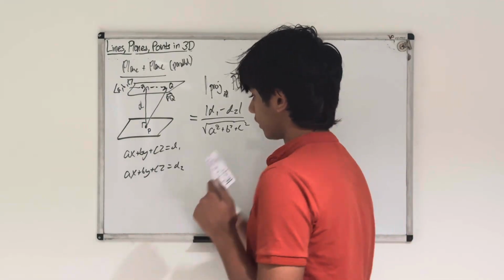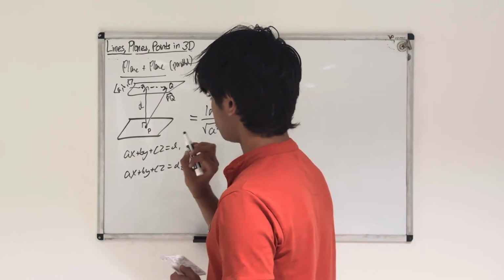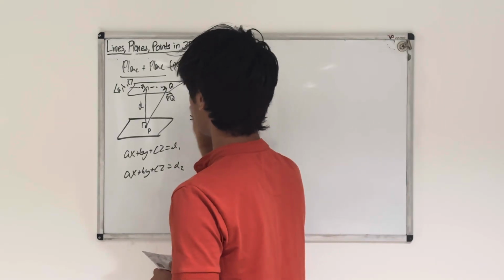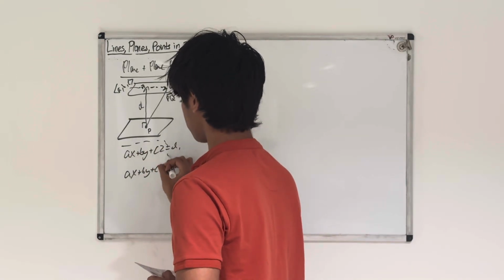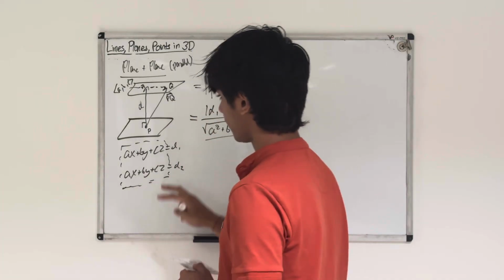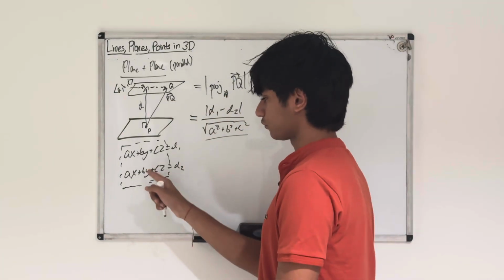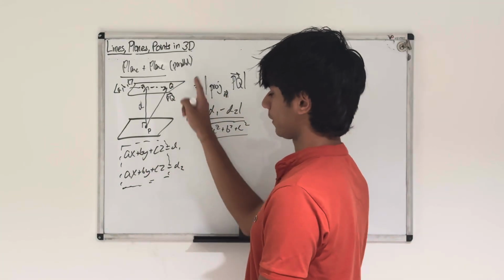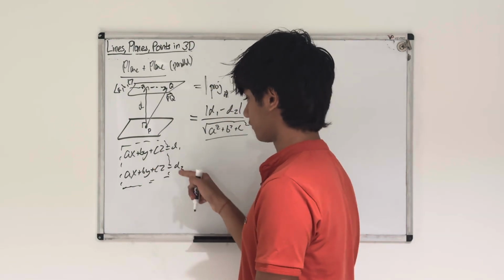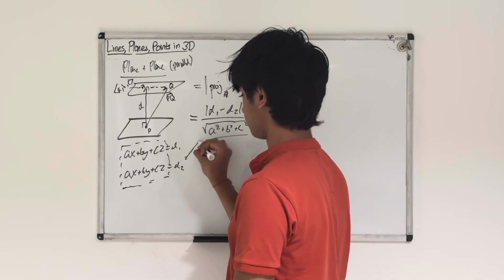An important thing to note is that if you use this equation, you have to make sure that the left-hand sides of your planes are equal. They might be scalar multiples, but they should be equal because they should be parallel. You want to make sure that they're the same in order to then plug into this equation here.